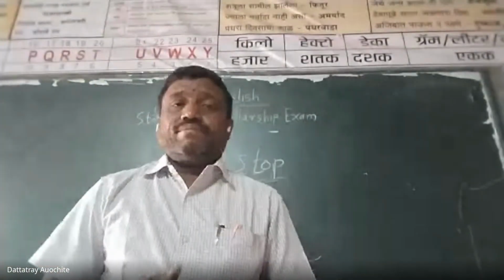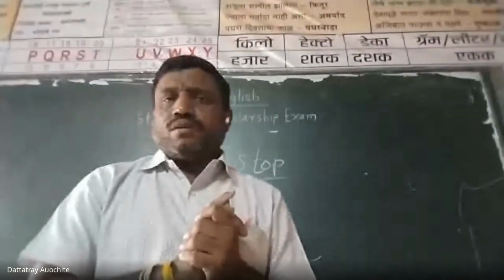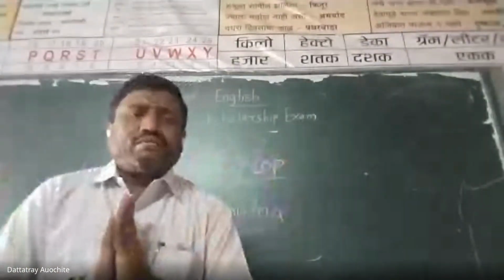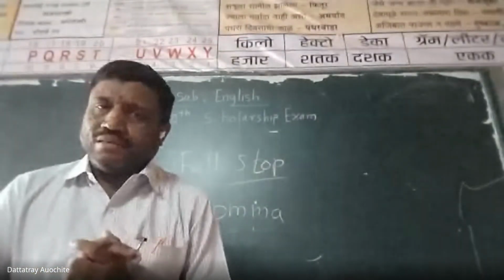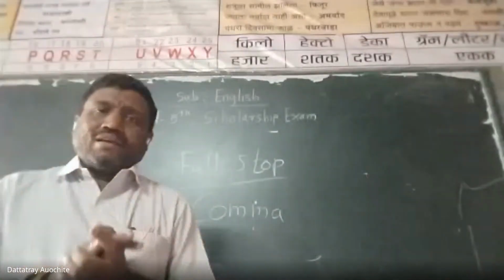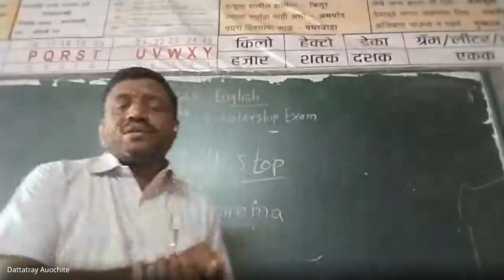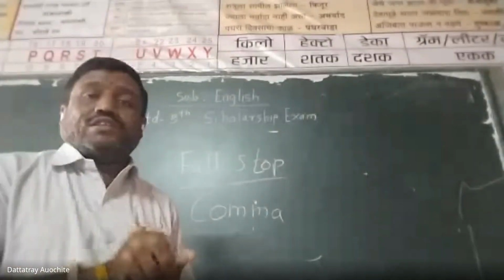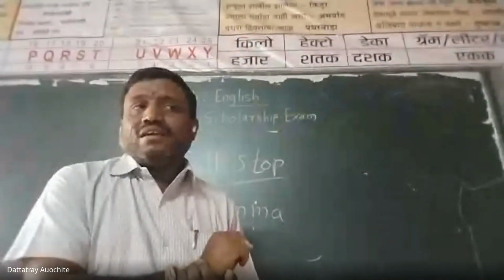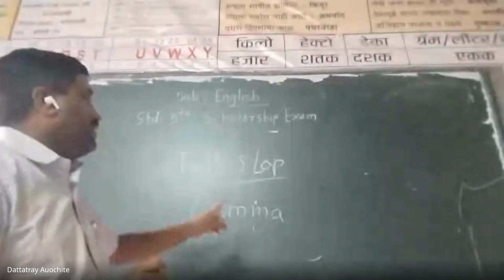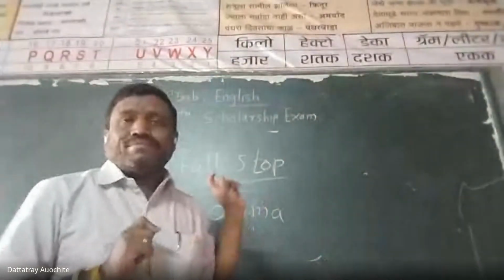While speaking, we pause a little bit. Our saying is not complete. Then also we pause somewhere in the sentence, deliberately or intentionally. Such a pause in our saying is shown in writing by the punctuation mark, that is comma.